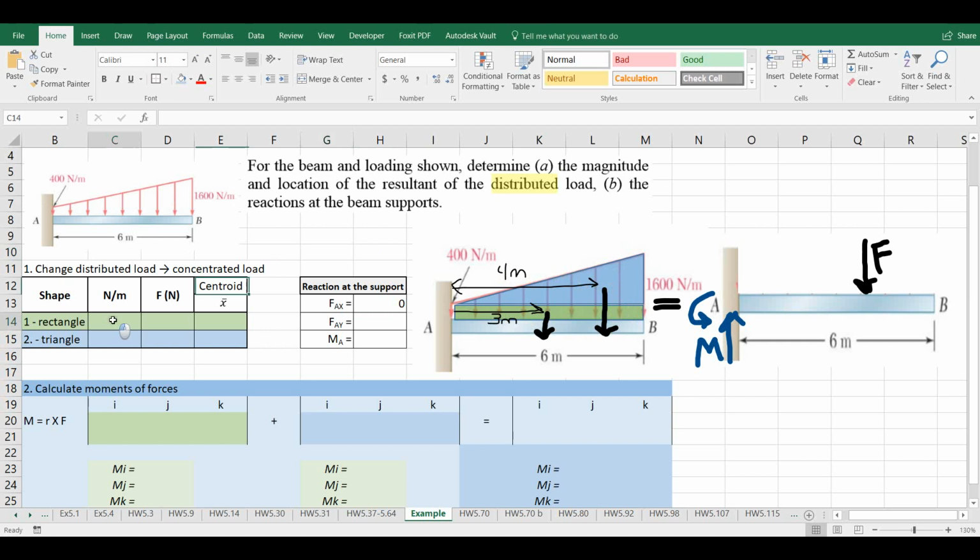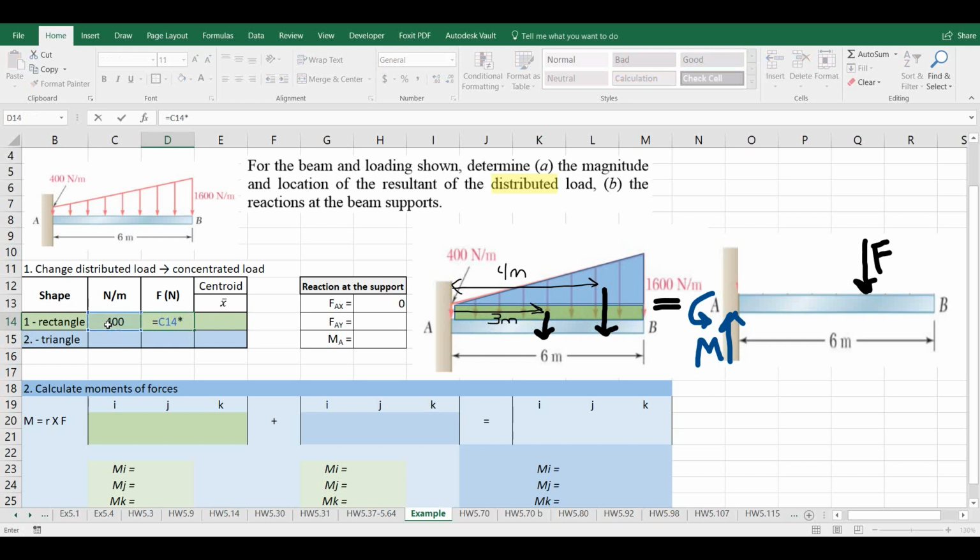And for the rectangle, this green area, that's going to be 400 newtons per meter for the load curve, but we don't want newtons per meter, we want newtons. So what we're going to do is, the area of this rectangle is our load. So the height, 400 newton per meter, times the base, base times height is area. So 400 times 6, that's going to get us the force.